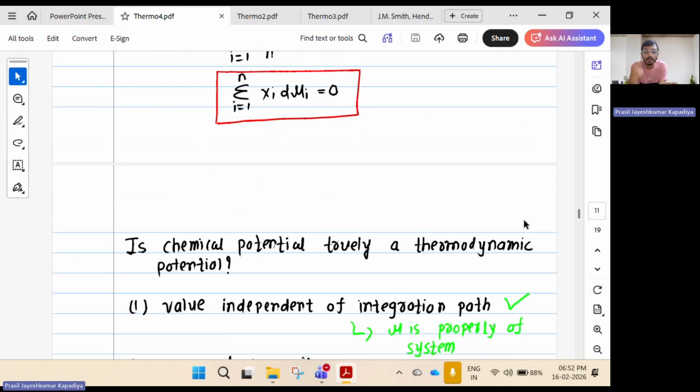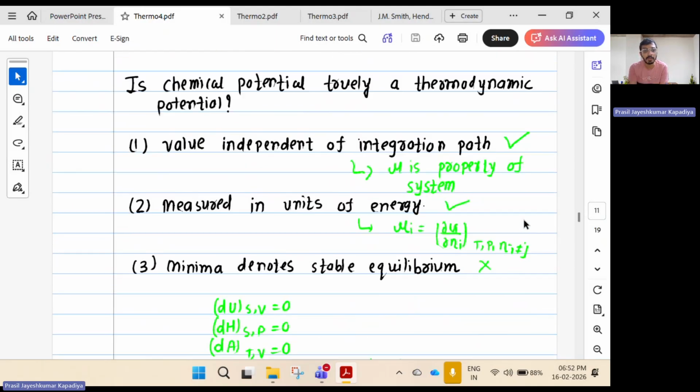Now we need to ask these questions. Internal energy, enthalpy, Gibbs free energy, and Helmholtz free energy were called thermodynamic potentials. Why were they called thermodynamic potentials? What are the properties of thermodynamic potentials? The value of that particular potential is independent of integration path. That is true for U, H, A, and G. That's why those are state functions. They don't depend on path.